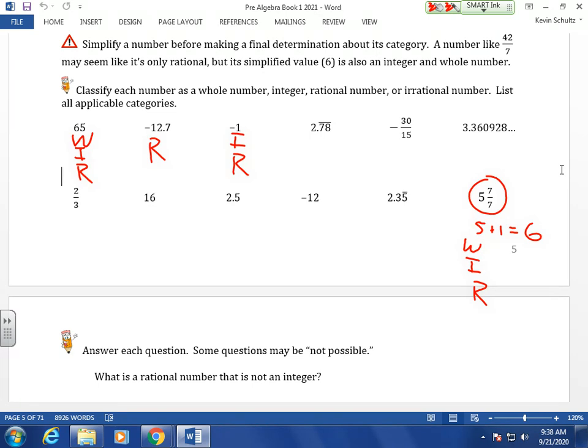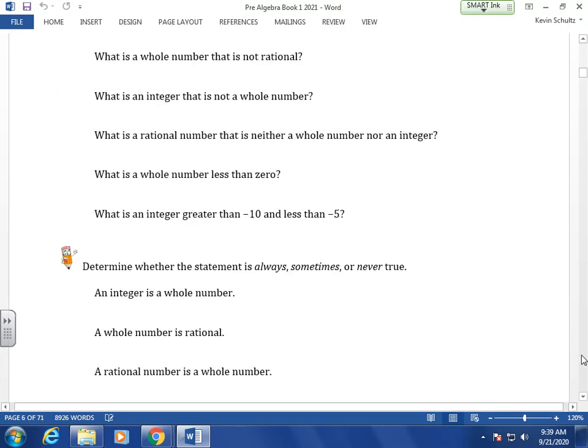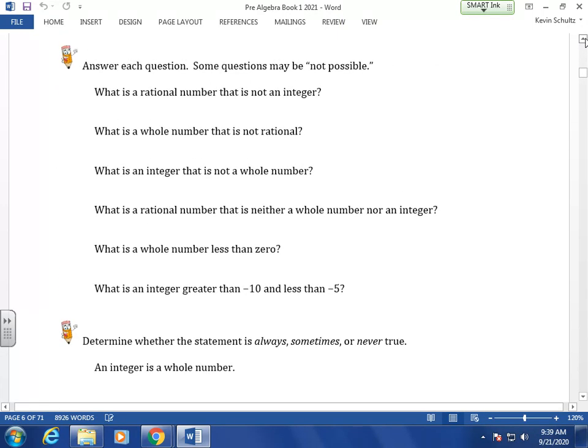Good? Okay. Second page of your homework. Let's scroll down here. It says answer each question. Some questions may be not possible. Let's do the first one together here. What is a rational number that is not an integer? What's a rational number that is not an integer?